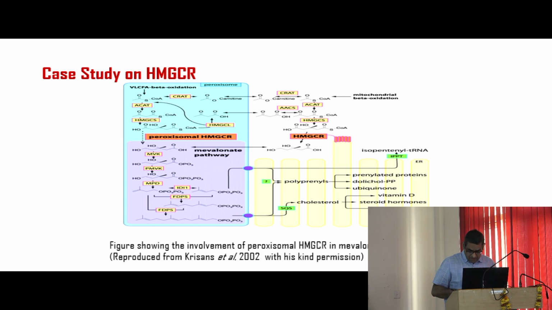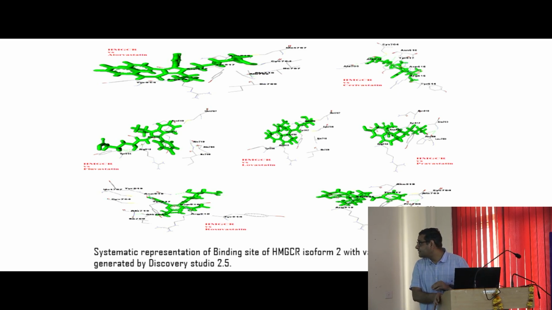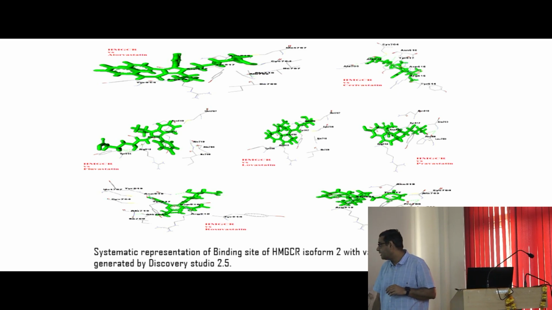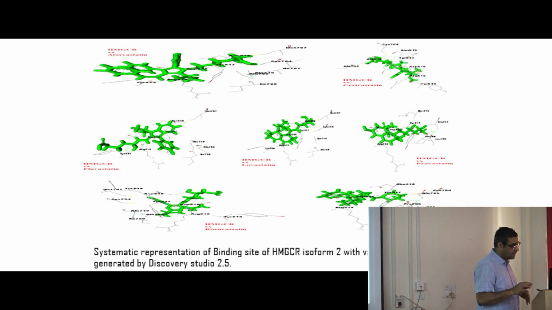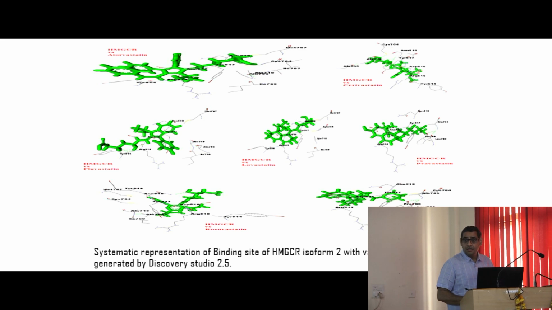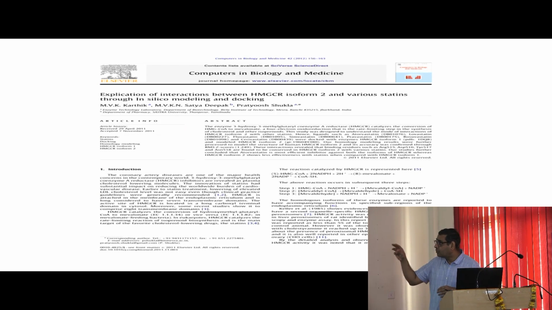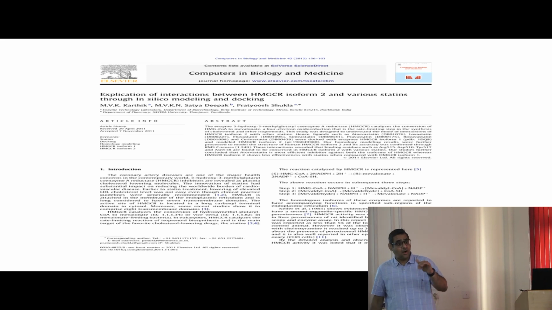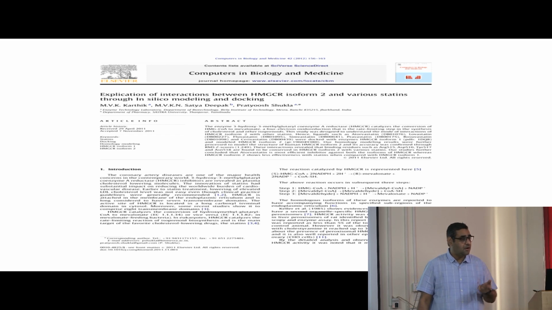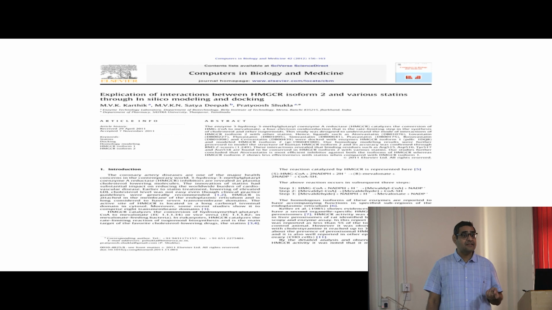If you see this, we did the binding of HMG-CR isoform 2 with various statins through Discovery Studio. You can see that we have pravastatin, simvastatin, lovastatin, all statins we bound with this, and isoform 2 was used. Then we tried to understand how this isoform 2 has these statins connected, and how statin therapy can be improved, because of the existing statins' binding pattern.